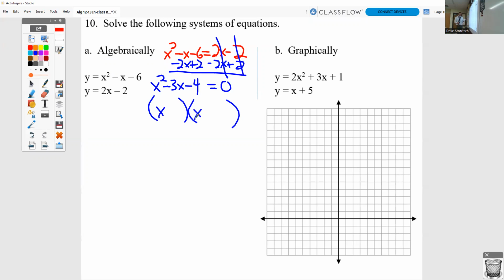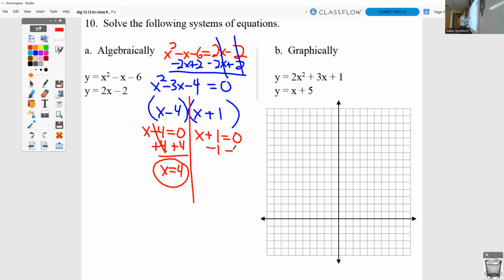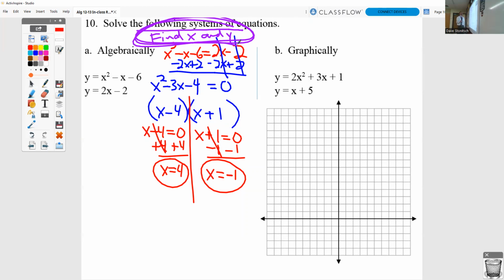Therefore, I think it's easier to solve by doing reverse FOIL. What times what is negative 4 that adds up to negative 3? It is negative 4 and positive 1. Draw your line down the middle, set both sides equal to 0, and solve. Four and negative 1 are not our answers. When it says solve the system, you need to find x and you need to find y.